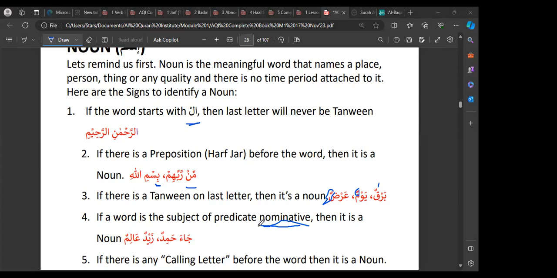Nominative. Ustad, could you please fix the mic? Sometimes the sound comes out muffled. We'll have to deal with that later. Yeah, sorry, apologies for that.